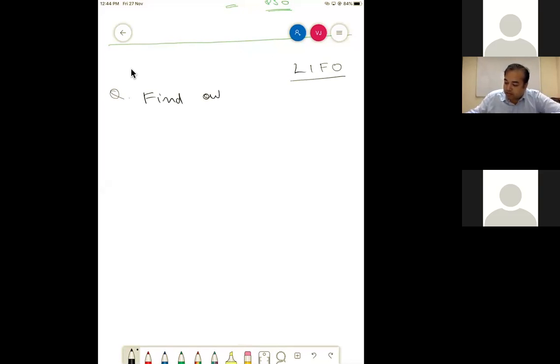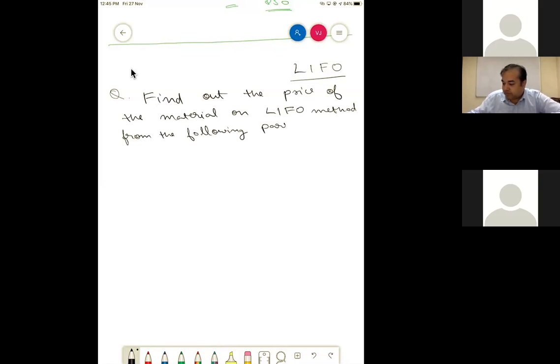Find out the price of the material on Lifo, last in first out method, from the following particulars.